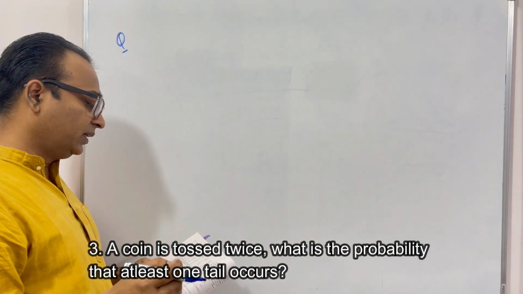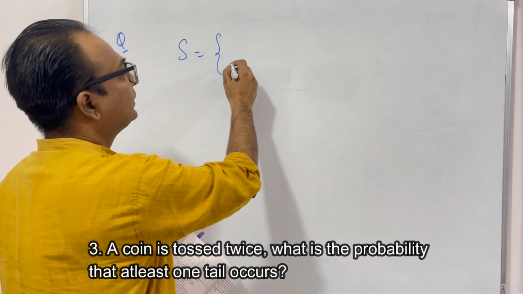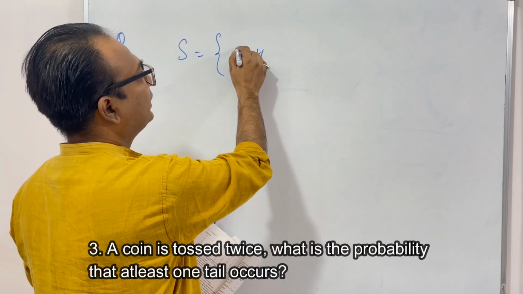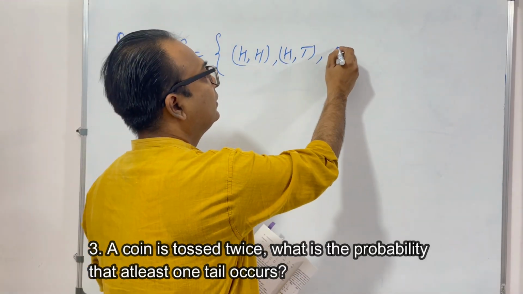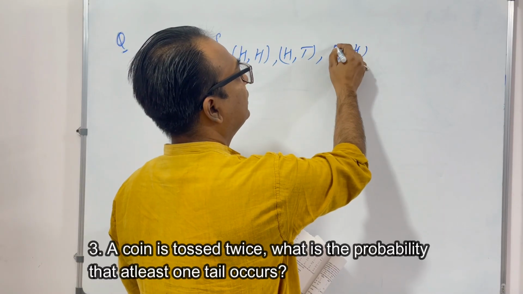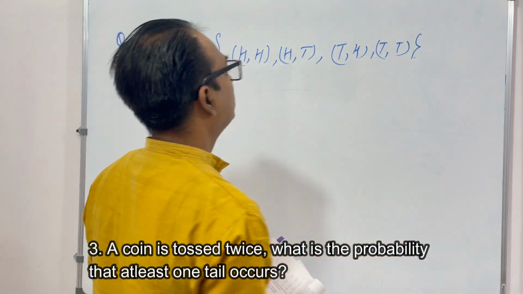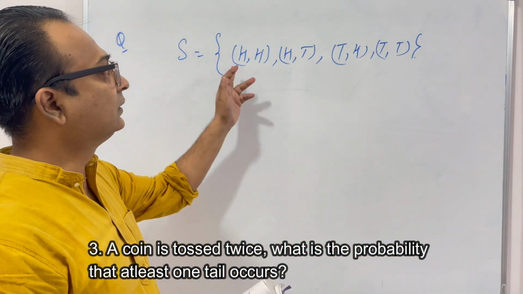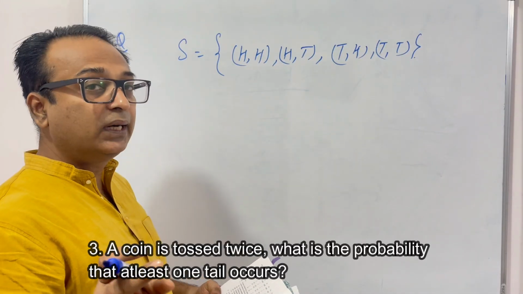So the coin has been tossed twice. What will be the sample space? First head, second head; first head, second tail; first tail, second head; and both tails. So our sample space is this. And it says, what is the probability that at least one tail occurs?